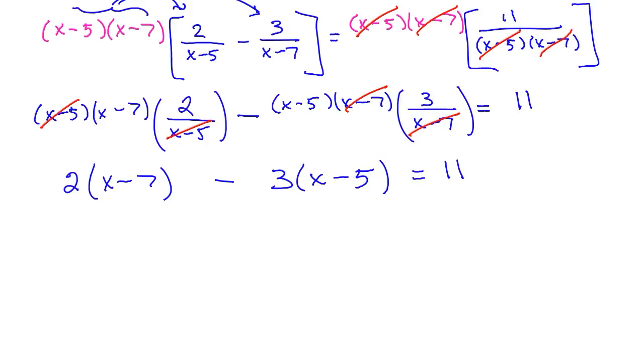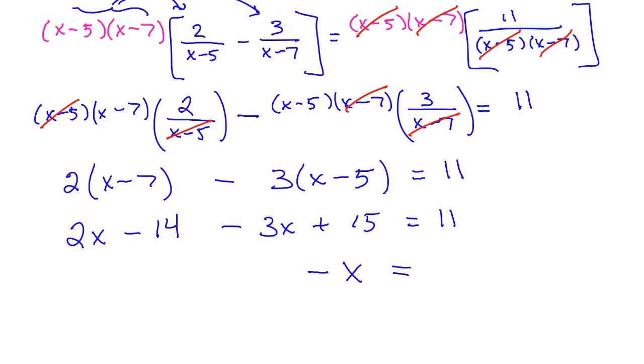Distribute the 2 and distribute the 3. So we have 2x minus 14 minus 3x plus 15 is equal to 11. We combine all the x's on the left. That gives me negative x. And we'll move the numbers to the right. On the left side that would be positive 1, so it moves over to the right side as a negative 1. 11 minus 1 is 10. Divide both sides by negative 1, and you get x is equal to negative 10. So the solution set is negative 10.